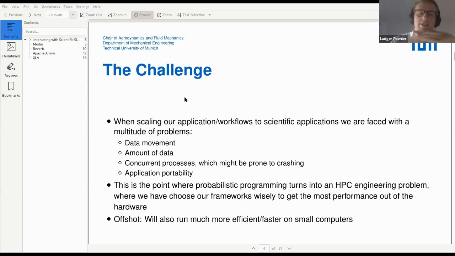And scale up is always a big problem. The real challenge here is, if you do hundreds of millions of simulations, then managing the data, even if the data itself might just be a few kilobytes, which it's usually not, you still need to keep track of those 100 million particles moving around on this large compute cluster. So what you really have to begin to consider is data movement, the maximum amount of data that you have, and that concurrent processes might be prone to crashing. It's a common problem of these large supercomputers that sometimes servers just disappear or the network has a glitch.